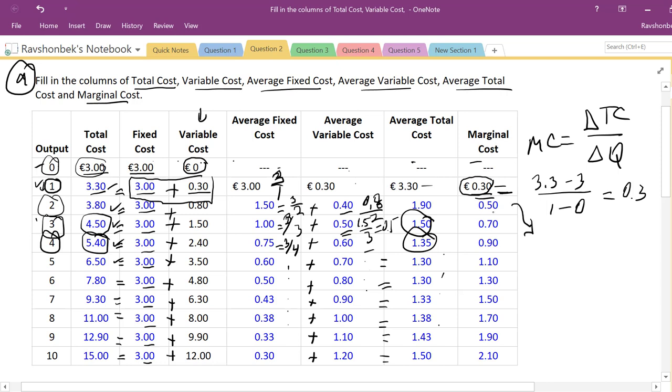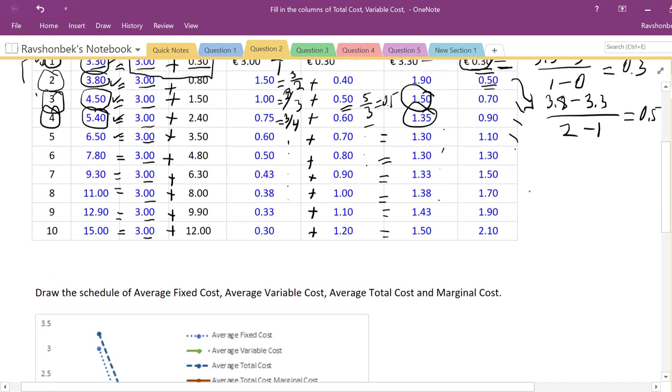Now this here, this 0.5, where does it come from? That's from changing production from 1 unit to 2 units. So the change in total cost is 3.80 minus 3.30 over 2 minus 1. That gives us this value here, 0.5, and so on and so forth. So it's just marginal cost, we just applied that formula.